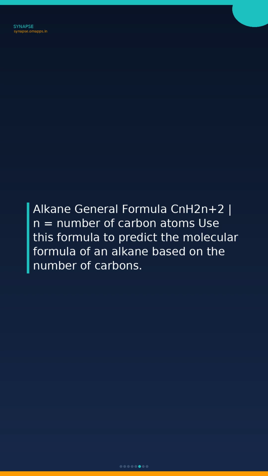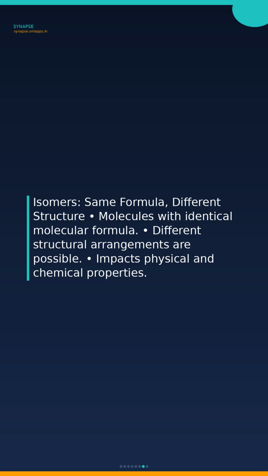Here's a typical ICSE exam question. Q. Draw the structural formulas of two isomers of butane, C4H10. Solution. Butane has two isomers, n-butane and isobutane. Draw the straight chain for n-butane and a branched chain for isobutane. So, the answer is n-butane and isobutane.